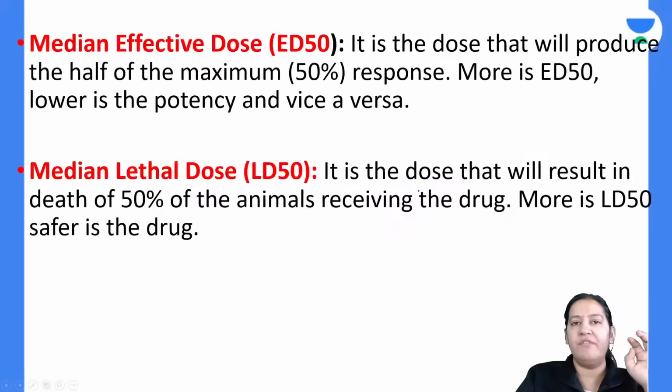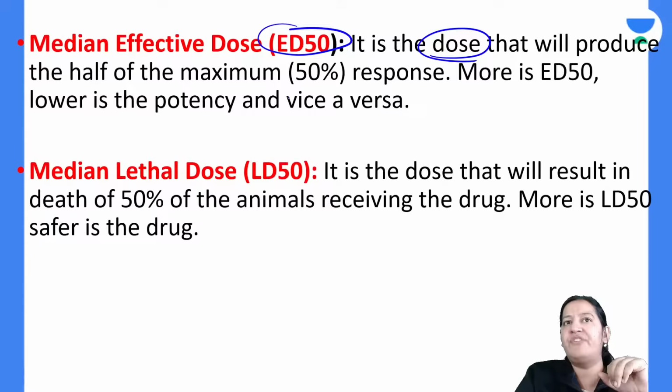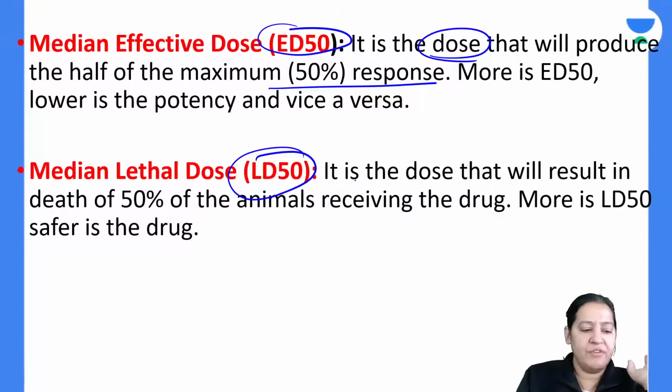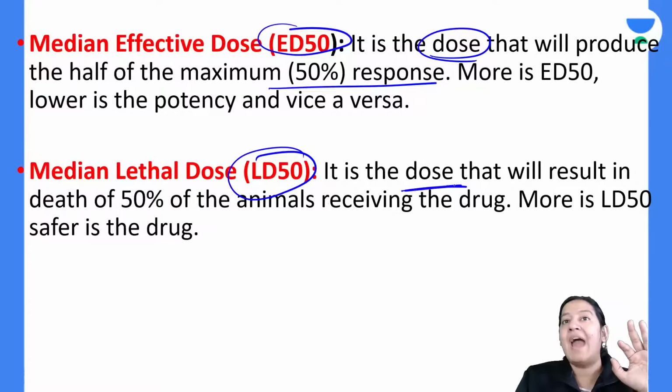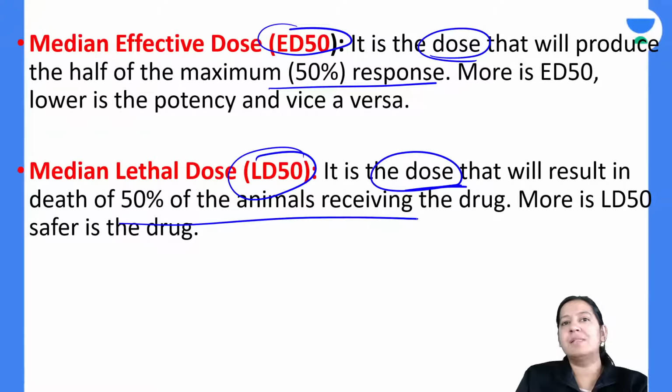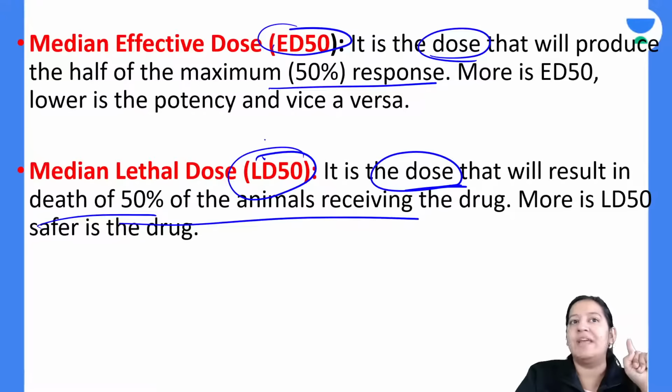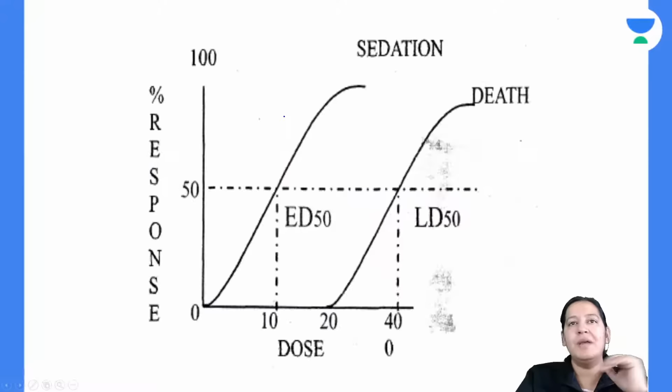So what is the definition of lethal and effective dose? Effective dose 50 is the dose at which the desired response is produced in 50% of the animals. And lethal dose 50 is the dose at which 50% of the animals are dying. Death is occurring. So take the ratio of LD upon ED. So 40 upon 10, that will be 4. It is not 10 upon 40. Give me a thumbs up, everyone.